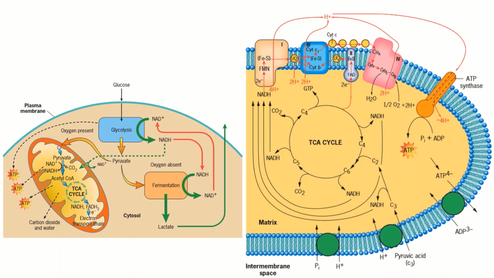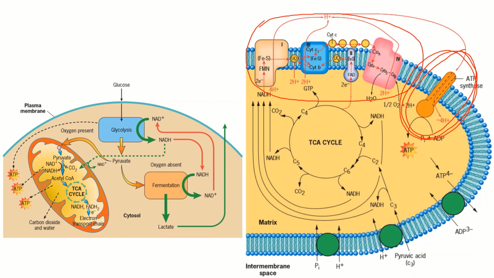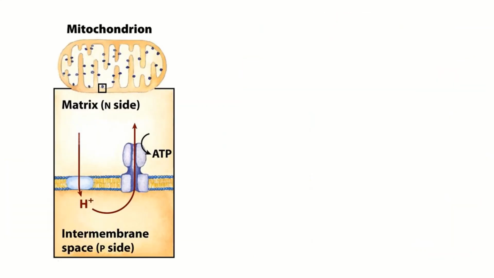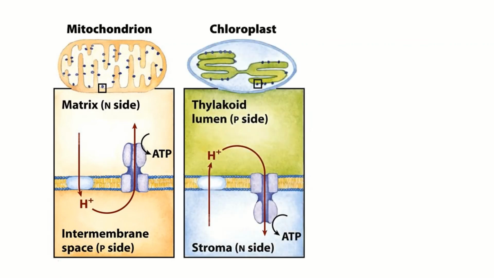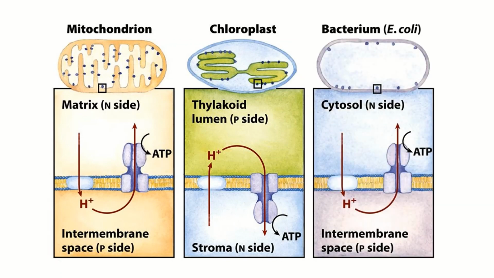And here we can see a summary of how the ATP synthase is actually located also on the inner membrane together with the electron transport chain complexes that we see here. Okay, so the ATP synthase is not just found in the mitochondrion, it's also found in the chloroplast and even in prokaryotic cells. And it is used by these structures to create ATP.